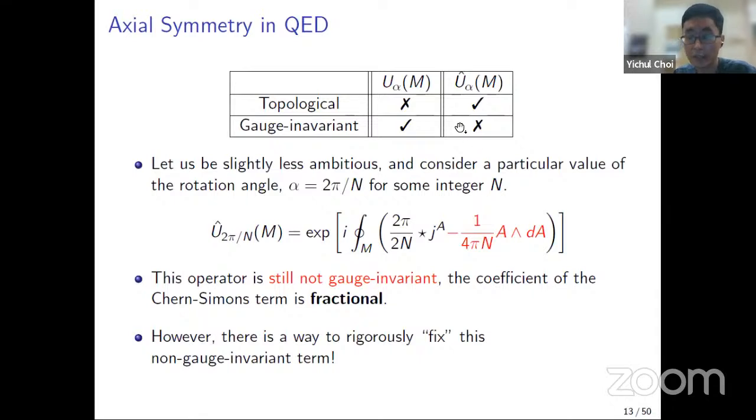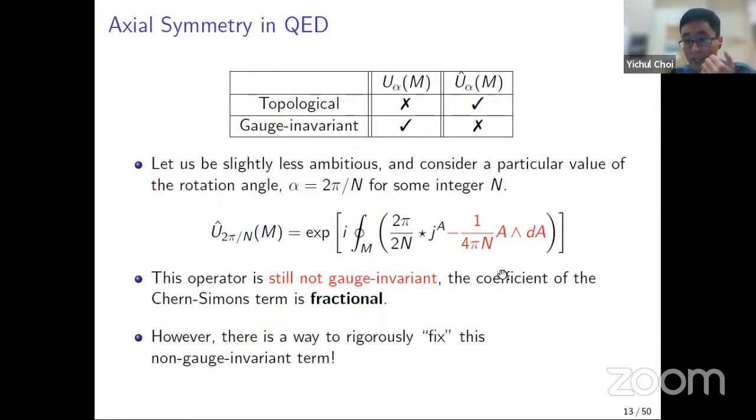So the situation is like this. We had this most naive symmetry operator U. This is a gauge invariant, well-defined, good operator in the theory, but it's just not topological. And thus, it's not a symmetry in my view. We could define this new U hat operator. This is formally topological, but it's not gauge invariant. So I don't want to include this operator in my theory. So it looks like we are stuck at this point, and it looks like there is no way to cure the ABJ anomaly.